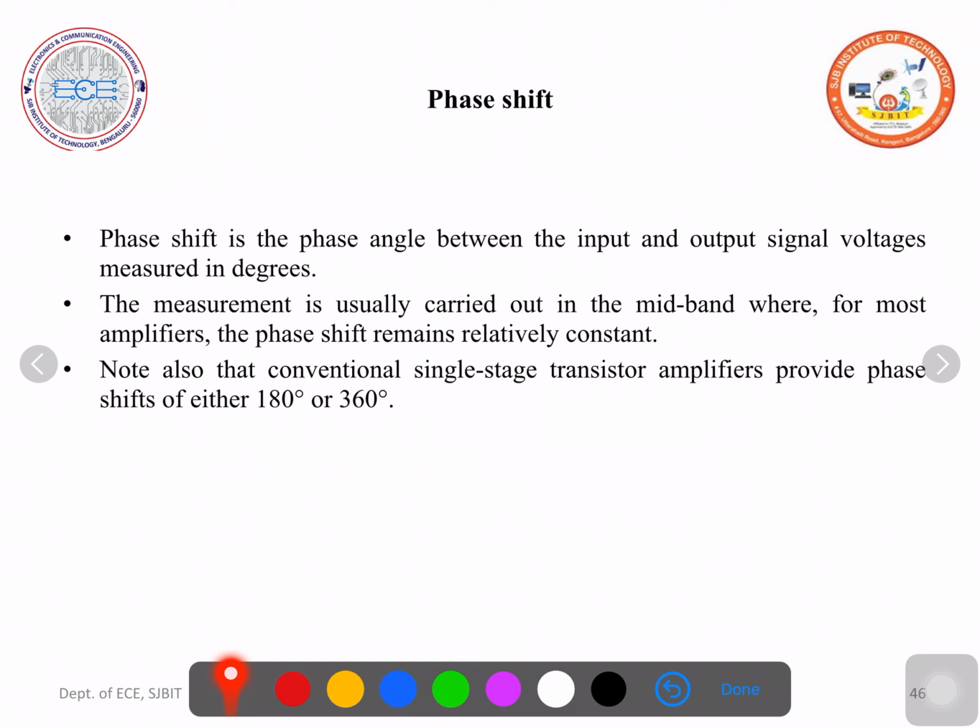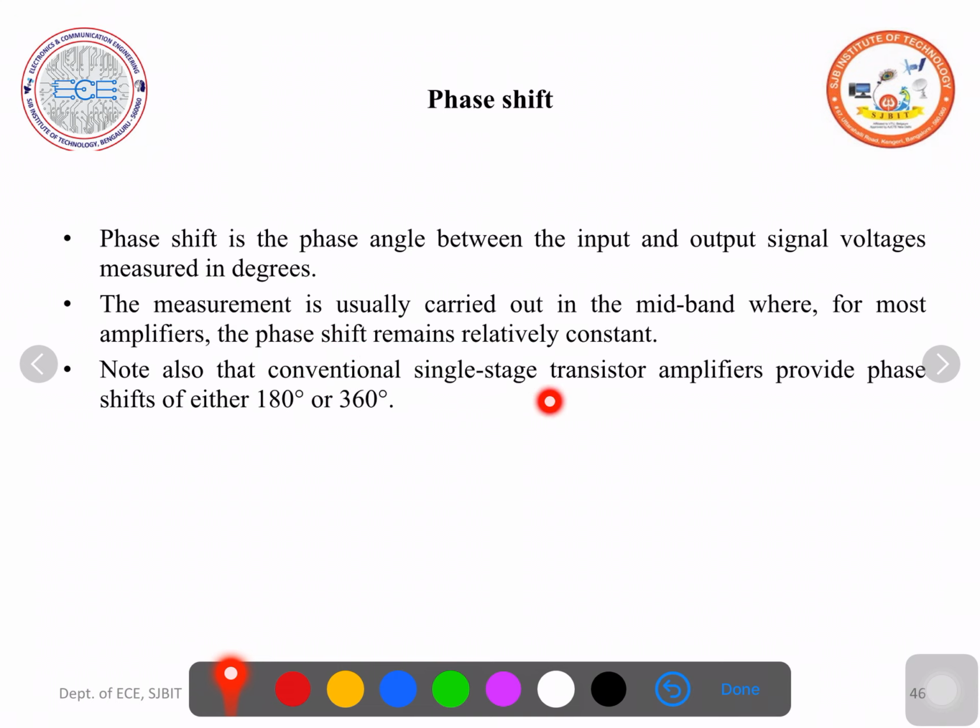Now let us see what is phase shift. Phase shift is the phase angle between the input and the output signal voltages, measured in degrees. Usually we say the phase difference between the input and the output signal is 0 degrees, 180 degrees or 360 degrees. So phase shift is the phase angle between the input and output signal voltages, always measured in degrees. Where do we measure this? The measurement is usually carried out in the mid-band, where for most amplifiers the phase shift remains relatively constant.